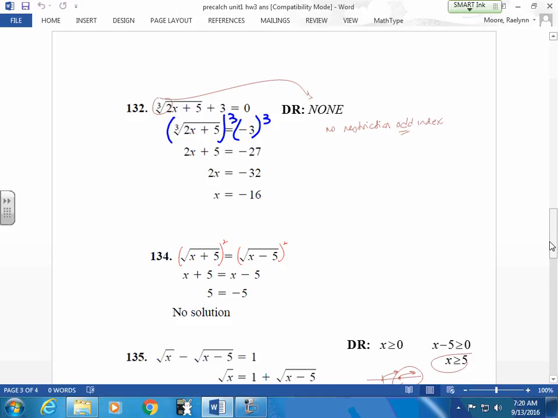A good way to check is put that in your calculator. y1, y2, and see if they cross. See if they meet. Did you guys do transformations?